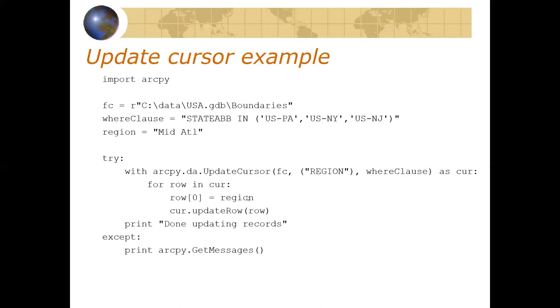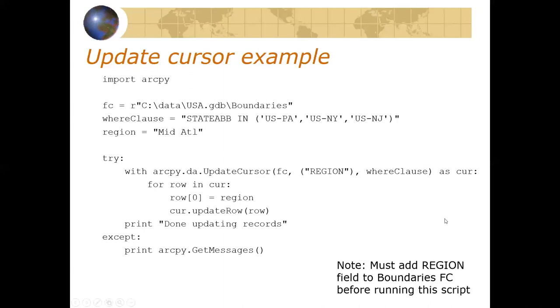Again, just having that won't actually commit the change to the table. You have to follow it up with this update row statement. So you do cur or cursor, depending on what you called your variable, dot update row. And then inside parentheses, you specify what row you want to update. And again, in most examples, you'll see this variable here called row. But as I said earlier, you could call that record. In this case, you might call that state row. I don't know. So that's how update cursors operate. And if you were to actually try to run this code, this note here says that you need to add that region field to the boundaries feature.